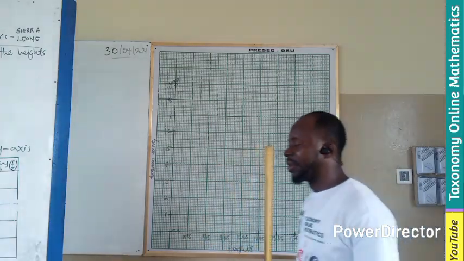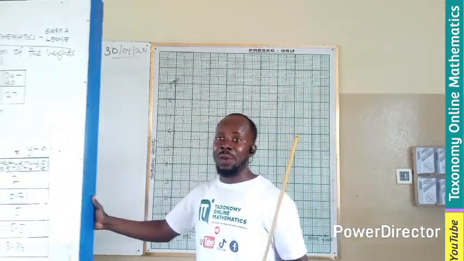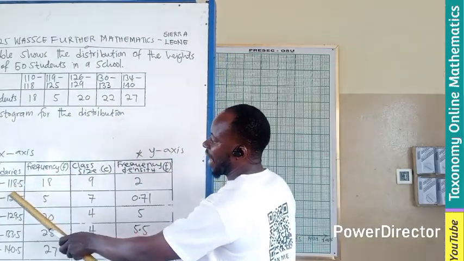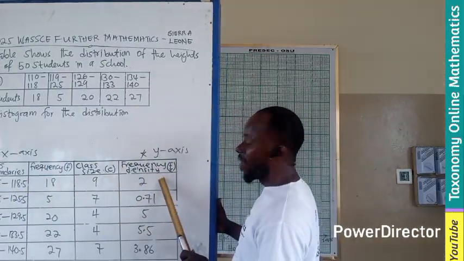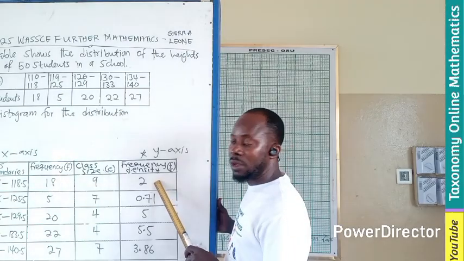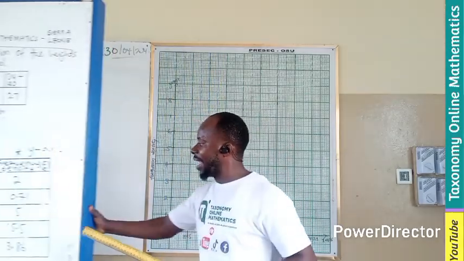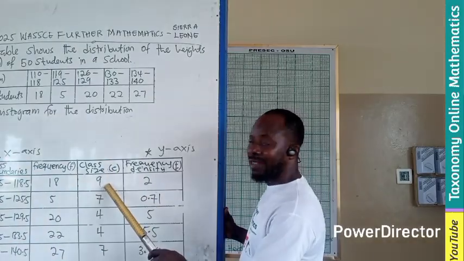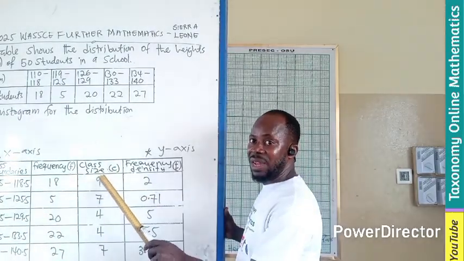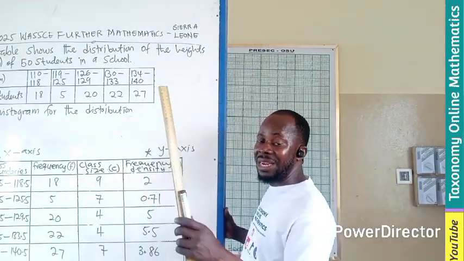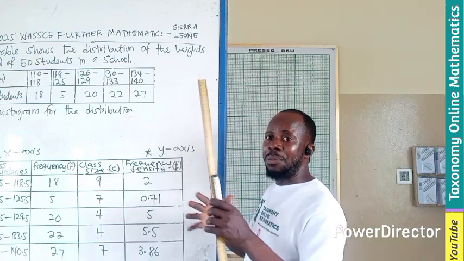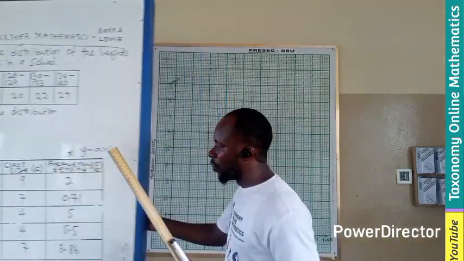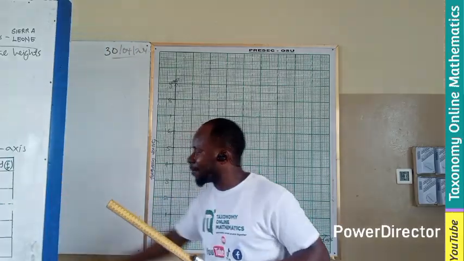So beginning from 109.5 to 118.5, what is the frequency density? That is 2. So we need to indicate that, but we have to take into consideration the size of the class. The size of the class is what determines the breadth of your bar, how wide the bar is going to be, which in this case is 9.